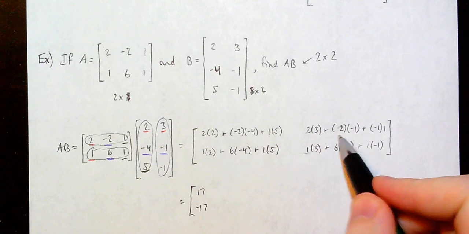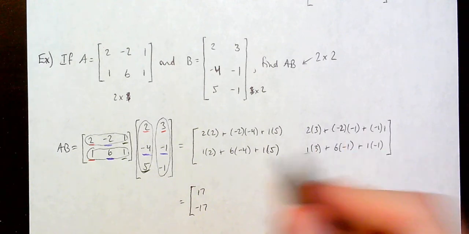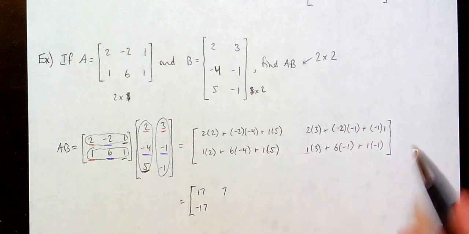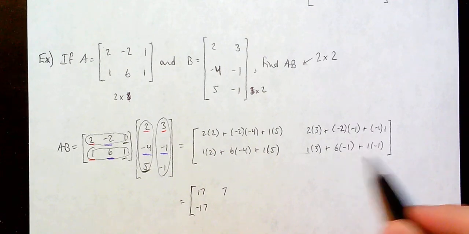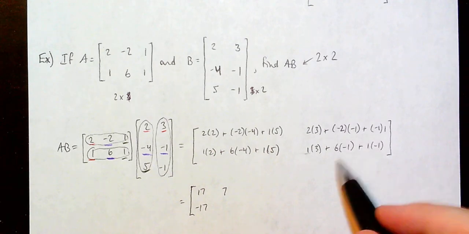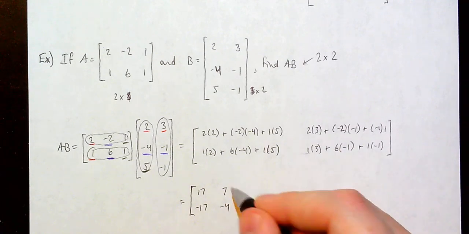6, 2, negative 1. 6 plus 2 is 8. Minus 1 is 7. And then 3, negative 6, negative 1. 3 minus 6 is negative 3. Minus 1 is negative 4.